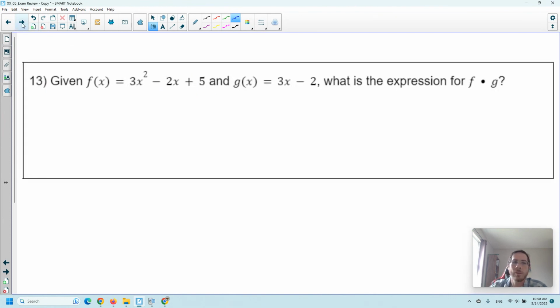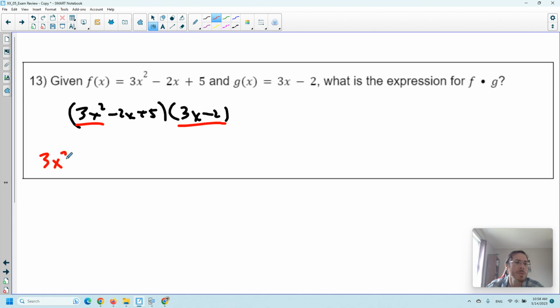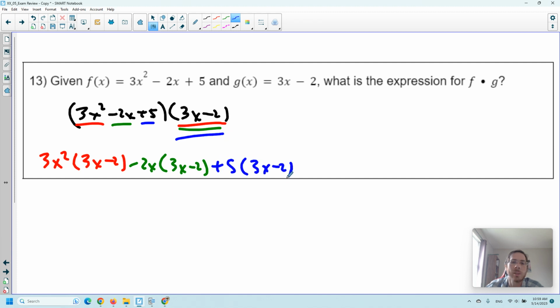13, given f of x is 3x squared minus 2x plus 5, g of x is 3x minus 2. We got to find f times g. So this one is just a really big distributing question. Since we want to multiply them, we're going to put them next to each other like this. And then we just have to do a lot of distributing. So we'll do 3x squared times 3x minus 2. We're going to do negative 2x times 3x minus 2. And then we're going to do 5 times this piece, so plus 5, 3x minus 2.